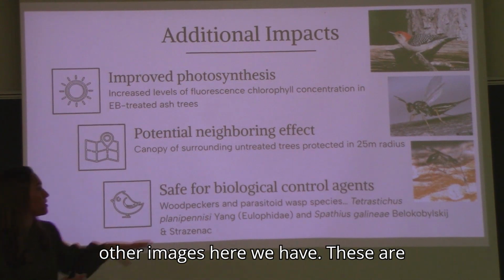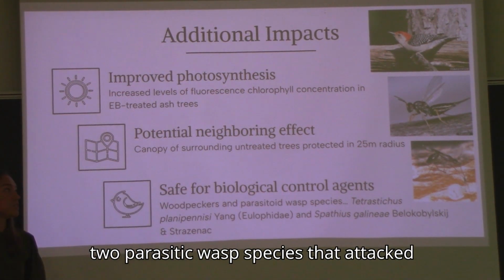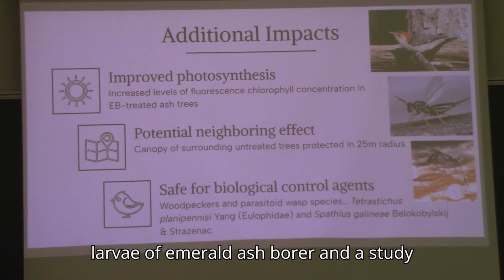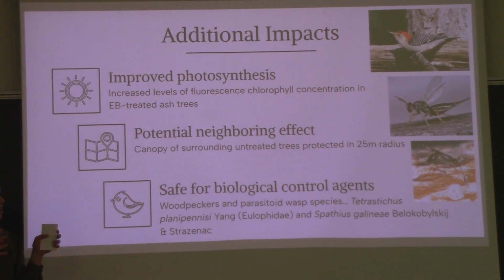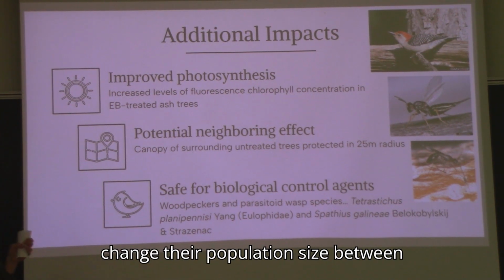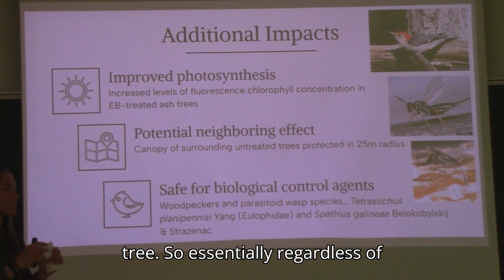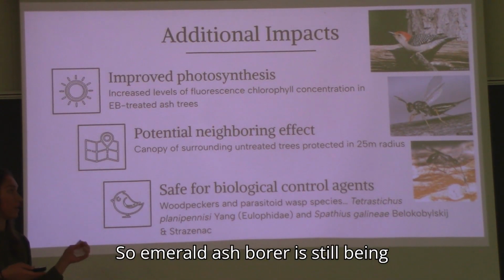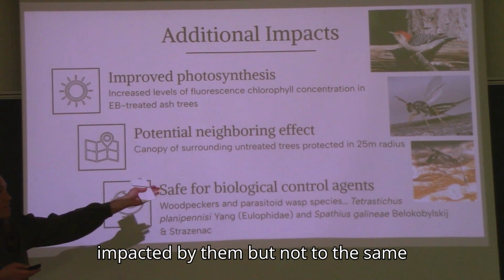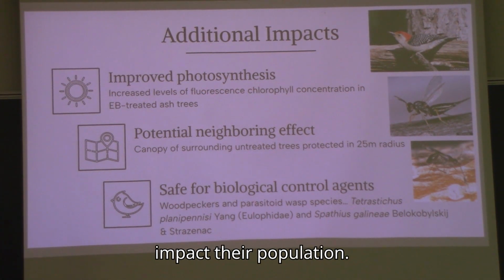And then these 2 other images here, these are 2 parasitic wasp species that attack larvae of emerald ash borer. And a study showed that they didn't change their population size between a treatment tree and a non-treatment tree. So essentially, regardless of treatment, their population is unaffected. So emerald ash borer is still being impacted by them, but not to the same extent that emamectin benzoate can impact their population.